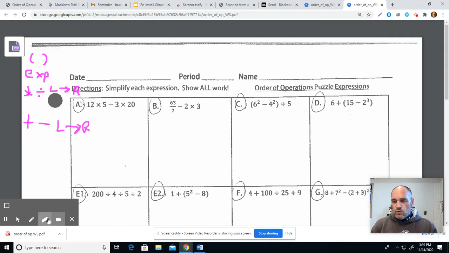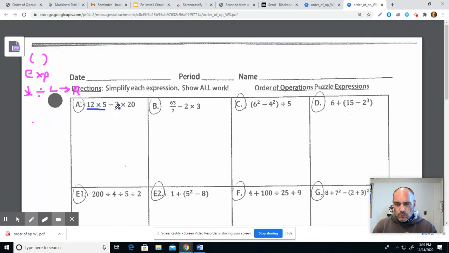All right, so if I am doing the first question, hold on, I just want to erase this little piece here so it's not in there. So remember, you're going to write this on your notebook paper. And then, let's see, first of all, I have no parentheses to work inside of on here. I don't have any exponents, so now I do my multiplication or division. Notice I have multiplication here and I have multiplication here. So 12 times 5 is going to give me 60. 3 times 20 is going to give me 60 also.